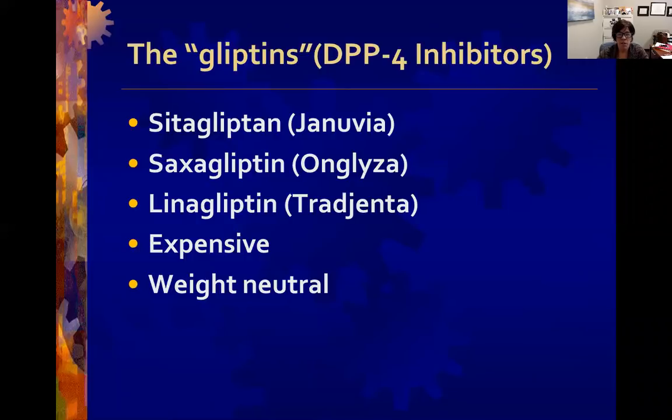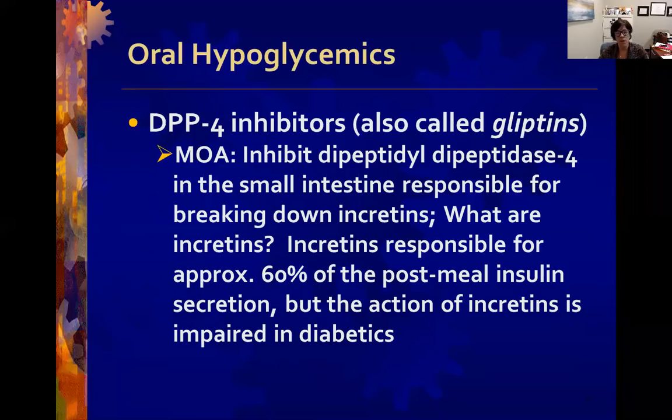Okay, the gliptins, DPP-4 inhibitors. These are expensive drugs, but these are pretty good drugs, and I would make sure you know these drugs. So sitagliptin, saxagliptin, linagliptin. You may be familiar with Januvia as the brand name. These are expensive, weight neutral, so they're not gaining weight. That's a good thing. DPP-4 inhibitors are also called the gliptins.